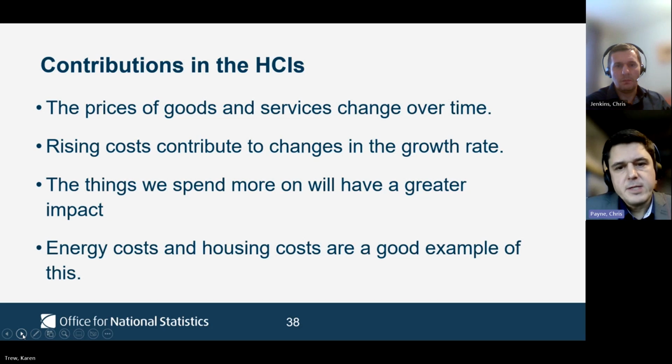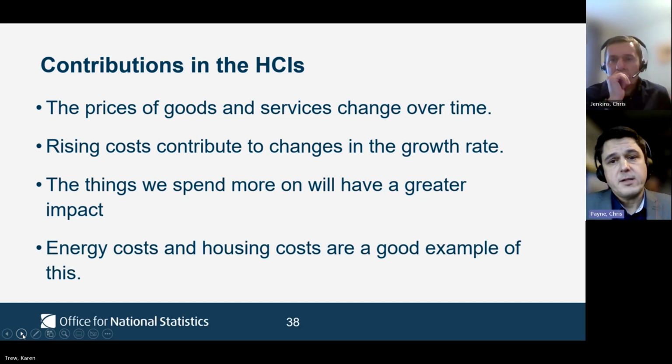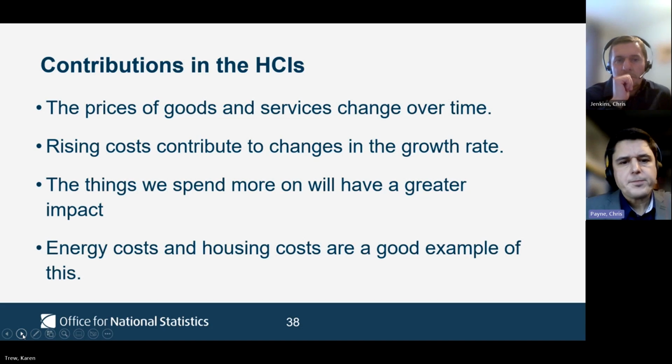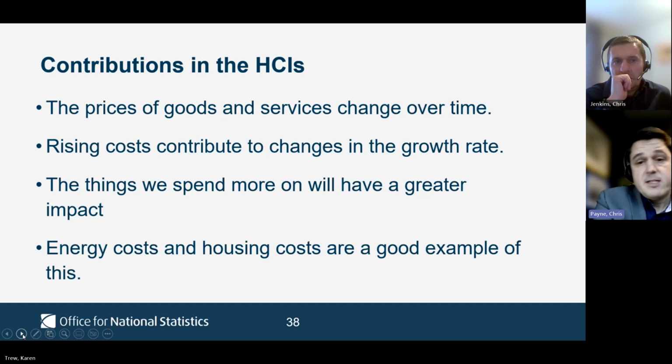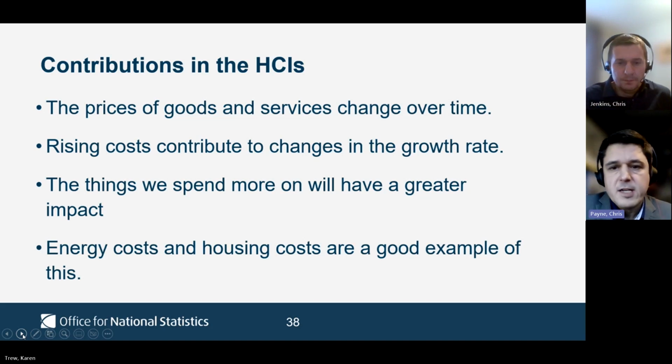But also the things that we spend more money on will have a greater impact as well. So this is the weight point that Chris and Natalie both talked about. So we wanted to use this as an opportunity to dig into the household cost indices in a little bit more detail and try and find some effects from some of the things that we've seen happening over the last couple of years. So energy costs is perhaps a good starting point. I think everyone's conscious of what's happened with rising energy costs over the last couple of years.